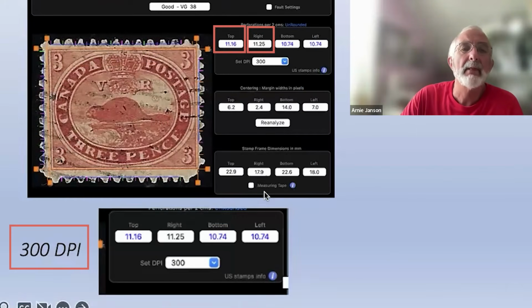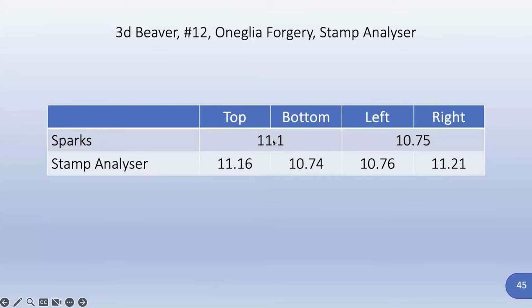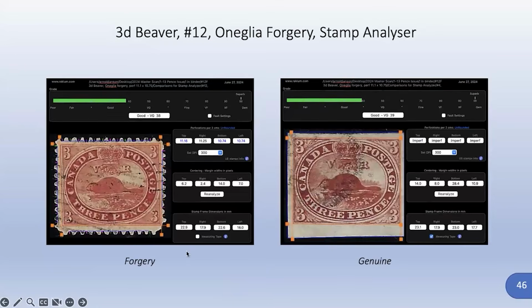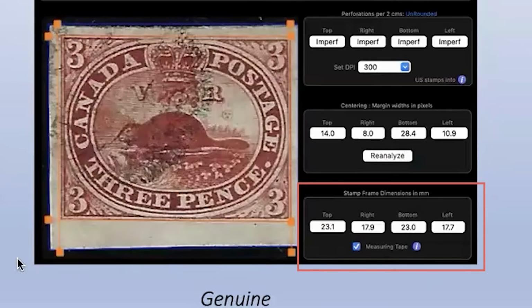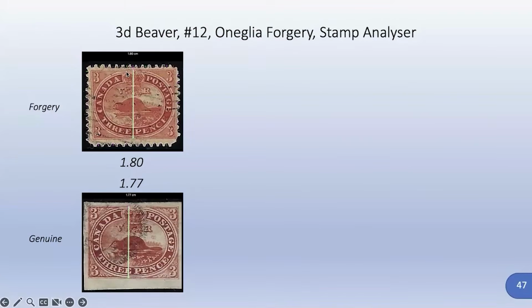Stamp analyzer is a very powerful tool. There's a whole YouTube presentation on that available. Sparks, the seller, called it 11.1 by 10.75. It was close. I was using it here. In the bottom down here, there's a measuring tool. When you highlight down here on the circle, if you select measuring tool, you get a white line or pink green line, and you can drag it and measure the distance. Well, I put the end here and the end here. So on the genuine stamp, it's 1.77 centimeters, and here's 1.80.